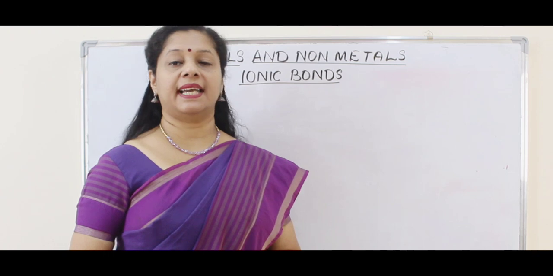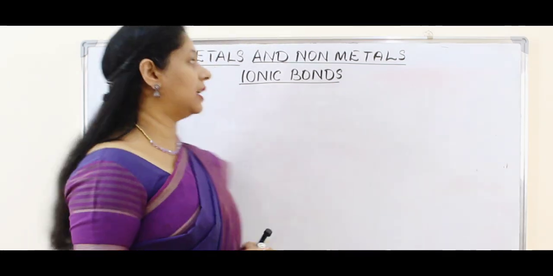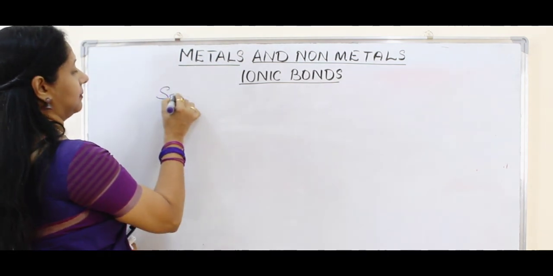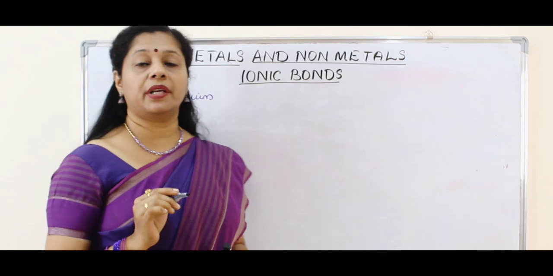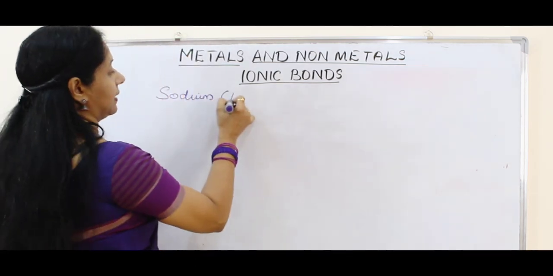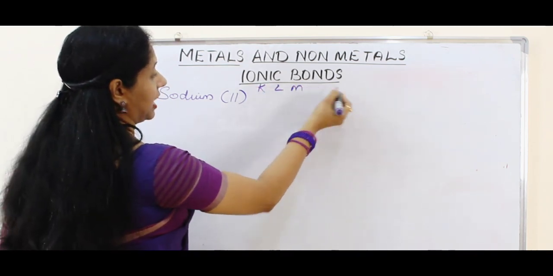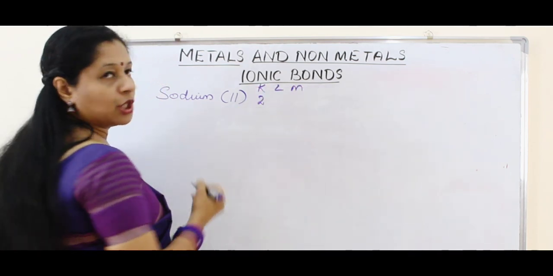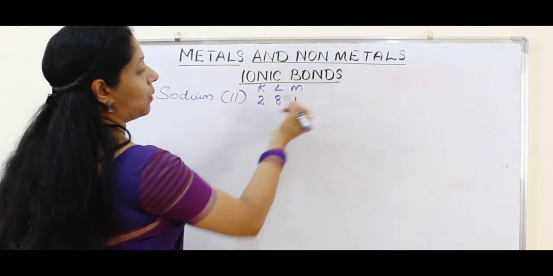Let us now take the example of sodium chloride. Sodium chloride is formed by sodium and chlorine. So we know that sodium is a metal. What is the atomic number of sodium? I have told you up to 20 you have to learn by heart. So sodium is 11. So what is the electronic configuration? If you see the K, L, M, N shells, the first shell has a maximum of 2. The next shell 8. So 8 plus 2 is 10. Then now 1 is left.